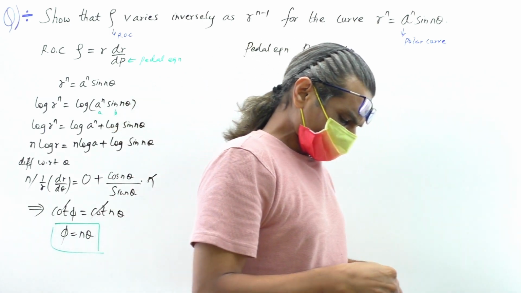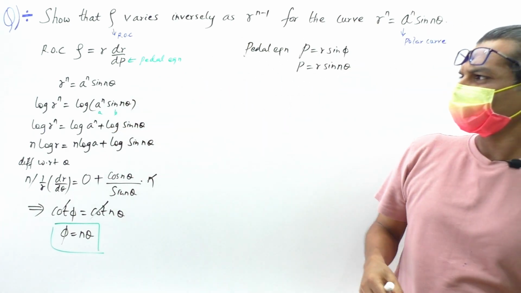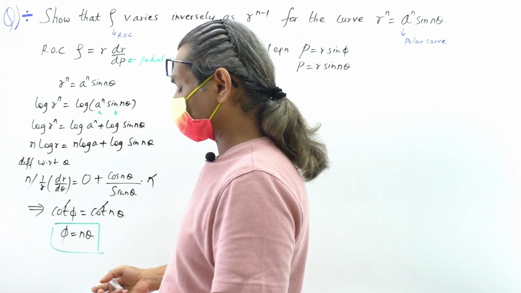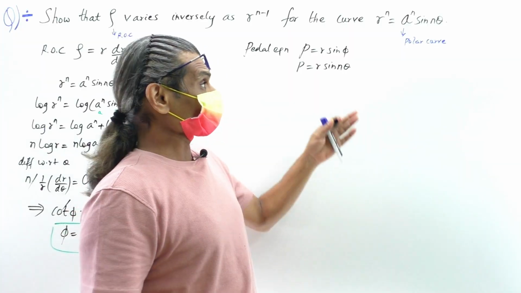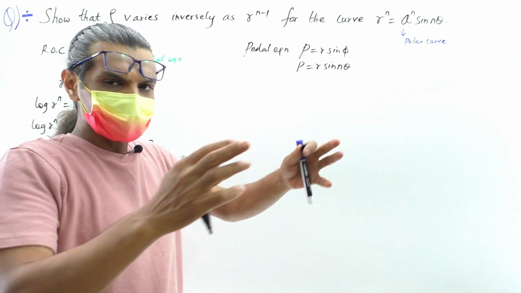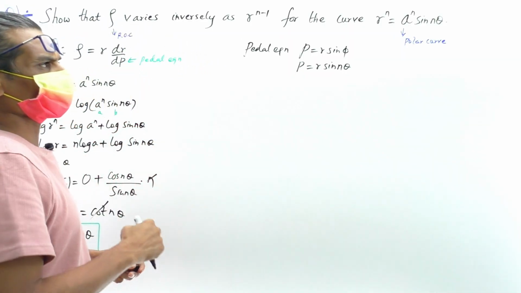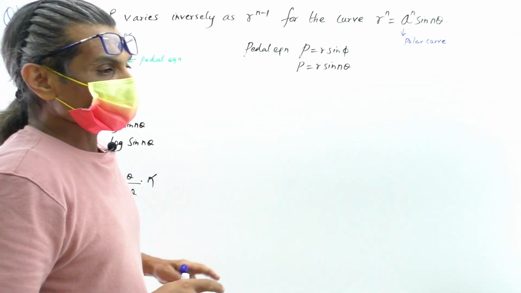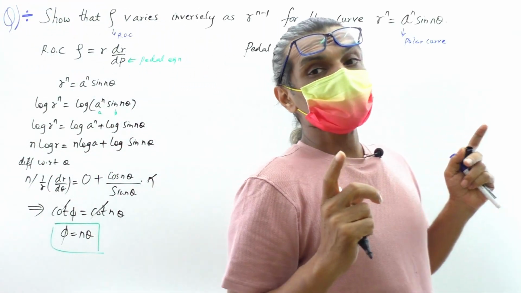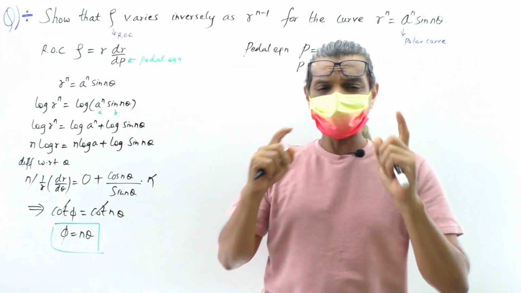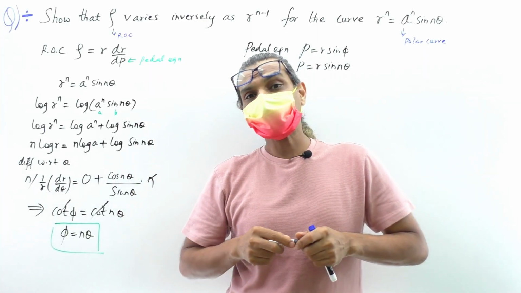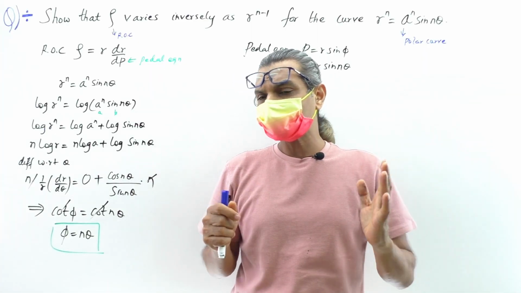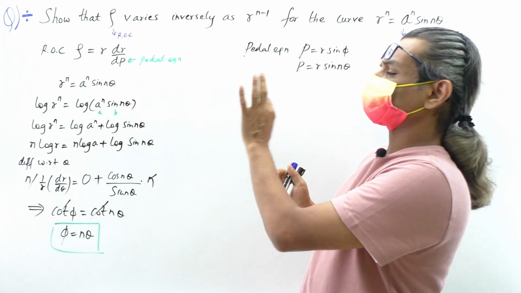Recall, this question has both finding the radius of curvature, the angle between the radius vector and tangent, and also finding the pedal equation. So it's all mixed together, a very important question to understand. I have also done problems on pedal equation. Those are very important problems, and they definitely ask for them in examinations. In those problems, I explain in a simple way how to find the pedal equation.